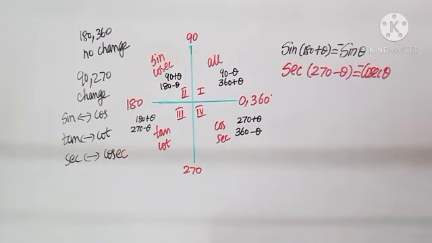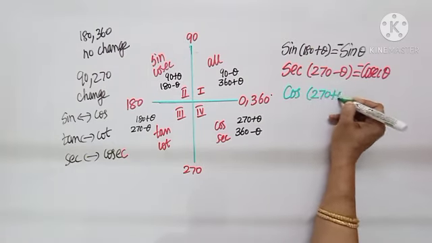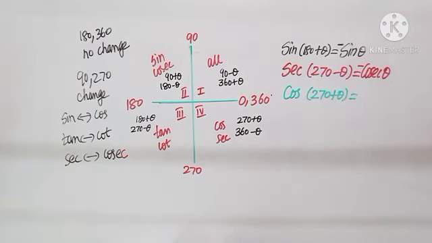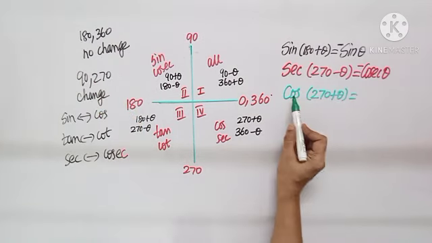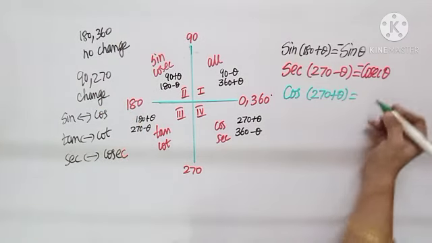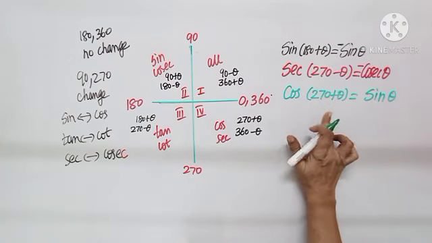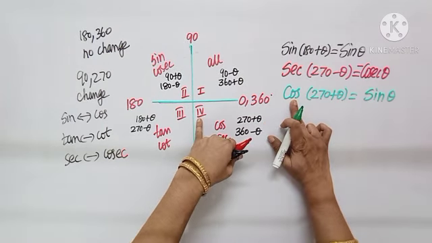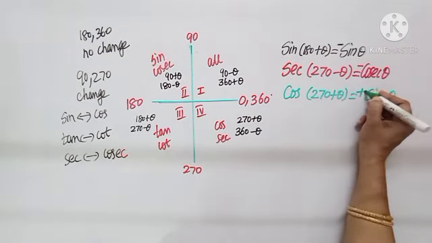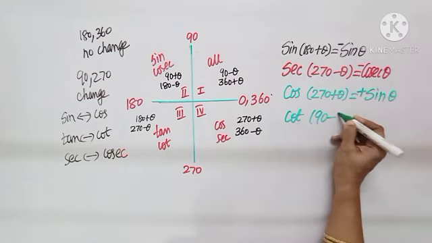Like this, you must be able to write for any ratio. Say cos 270 plus theta. Now where am I? 270. 270 tells me change. Cos will become sine. So my answer is sine theta. 270 plus, where does it come? Fourth quadrant. Cos, fourth quadrant positive. So my answer is plus sine theta. Cot 90 minus theta.